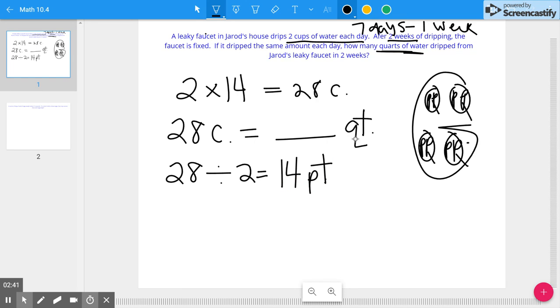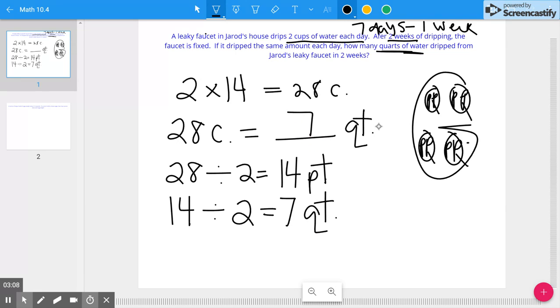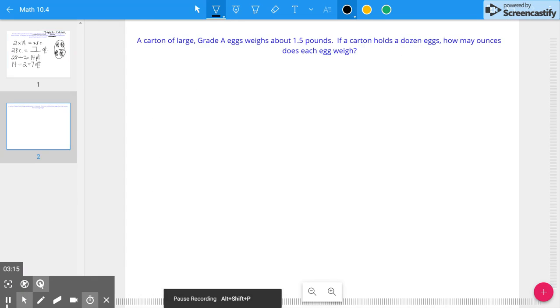But I'm not done because I need to get to quarts. So I take the number that I know, which is 14 pints, and I'm still going to divide because I'm going small to big, silly babies dancing. And I need to ask myself now, how many pints are inside of 1 quart? Because that's where I'm trying to end up. I know there are 2 pints inside of 1 quart, so I'm going to divide by 2, and that gives me 7 quarts. So I know that 28 cups is the same thing as 7 quarts. So 7 quarts of water have been dripping over the total of 2 weeks' time.